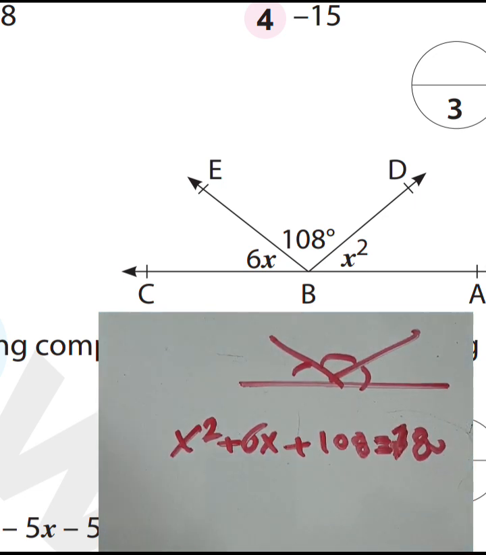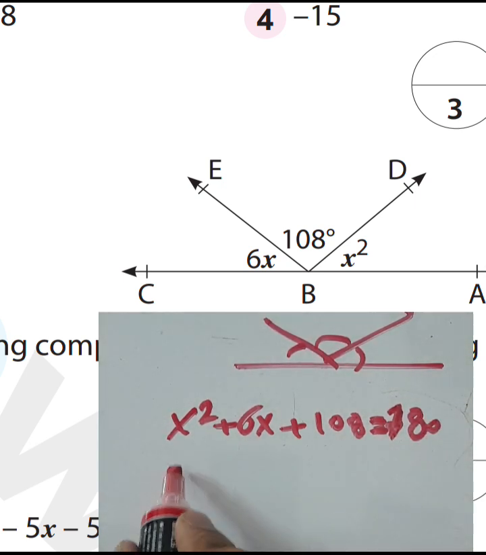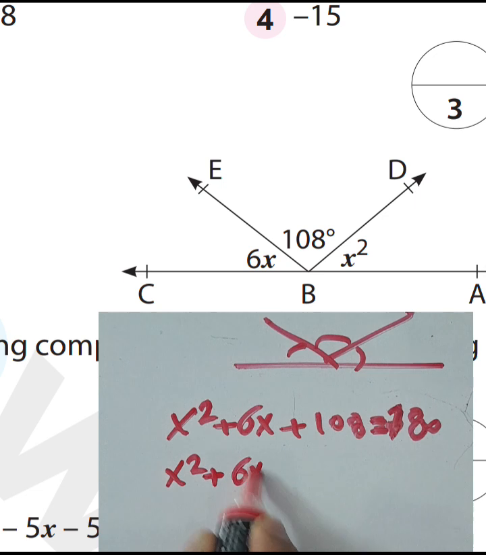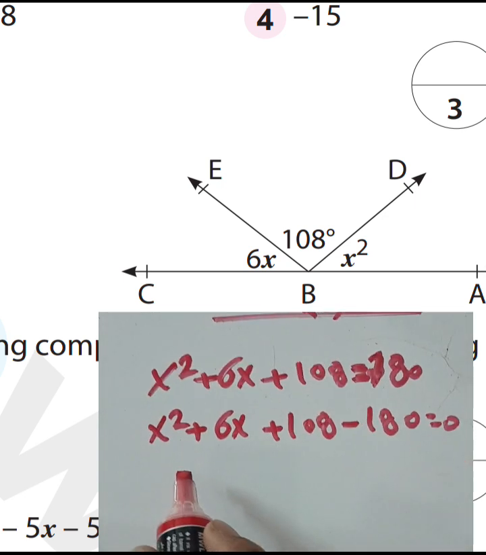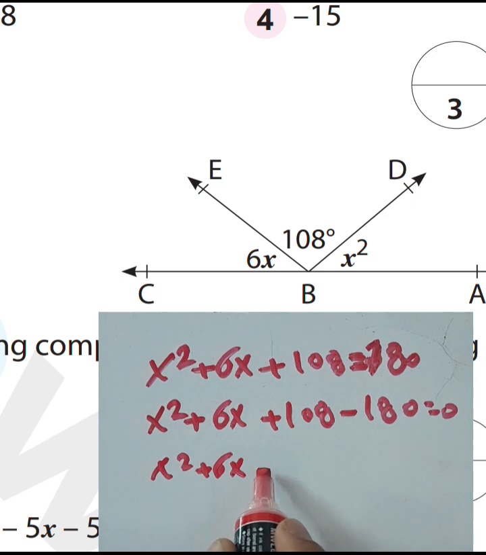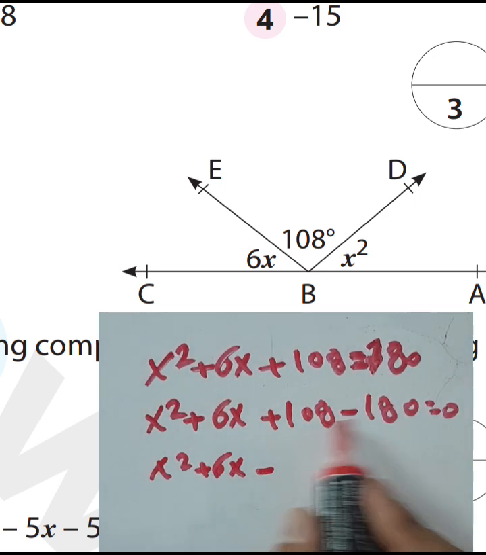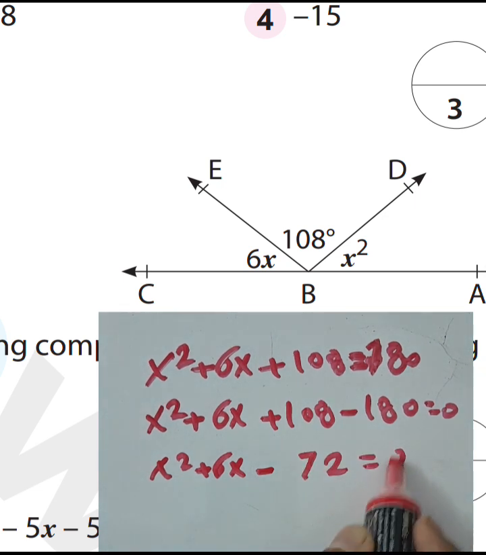Then we can move 180 to the left-hand side and change the sign: x power 2 plus 6x plus 108 subtract 180 equals 0. And then you can write x power 2 plus 6x, negative 72, and then we can factorize this expression.